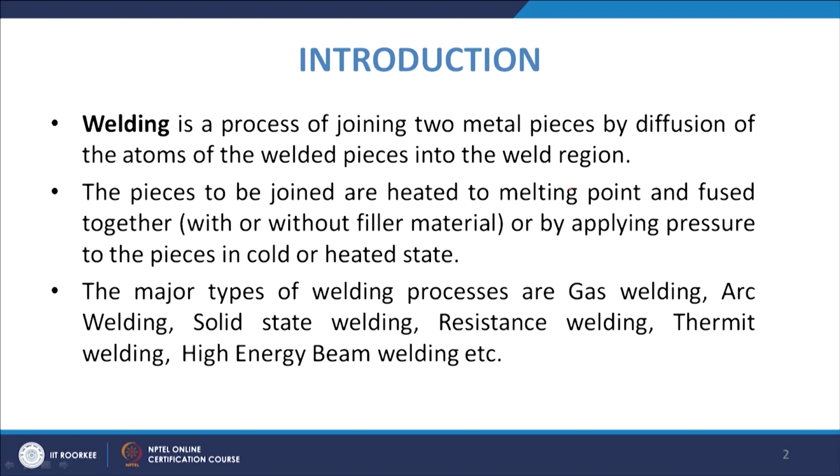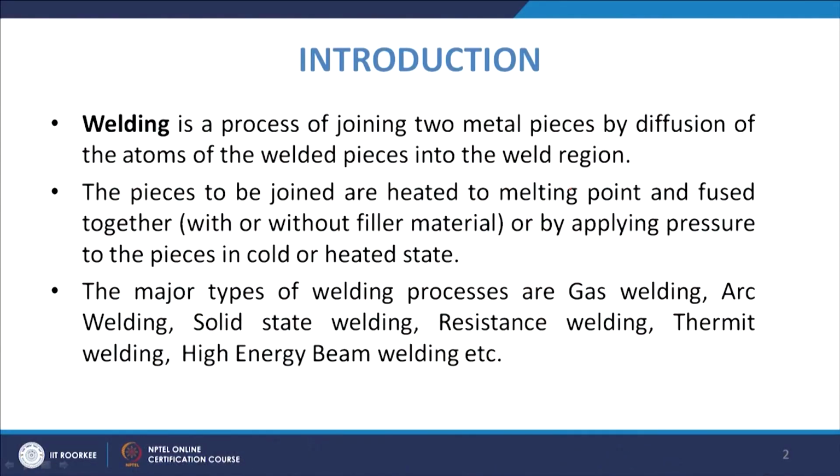So, what we do is heat a certain locality to the point that it becomes molten. You can use filler metal, or you may not use filler material, and you may apply pressure either in the cold or in the heated state. The different types of welding processes are gas welding, arc welding, solid state welding, resistance welding, thermit welding, high energy beam welding, all these.